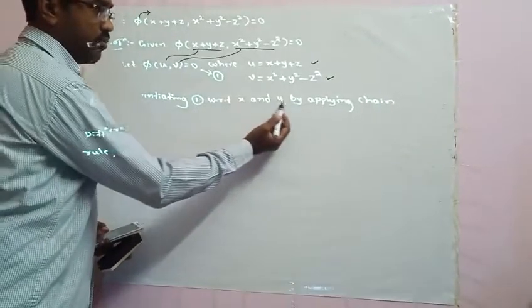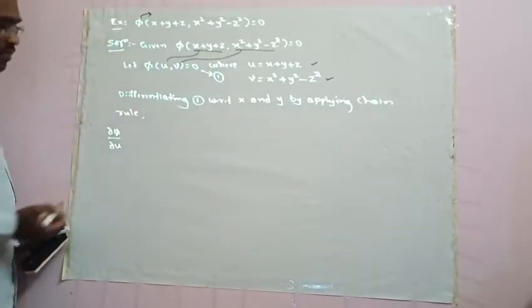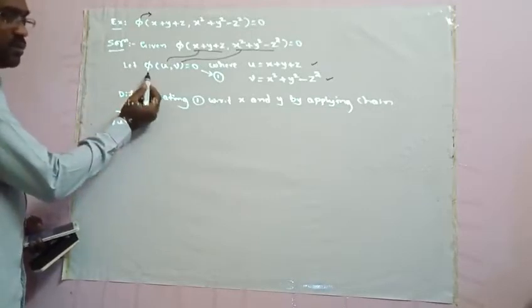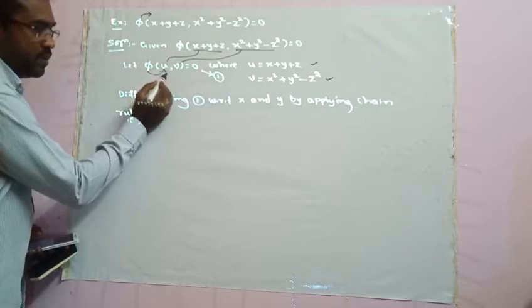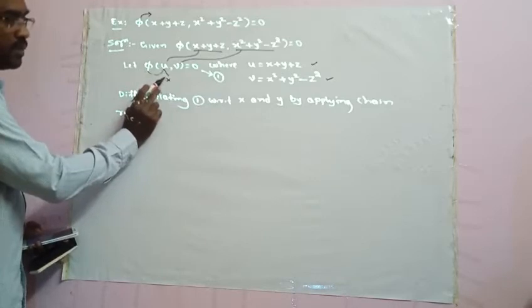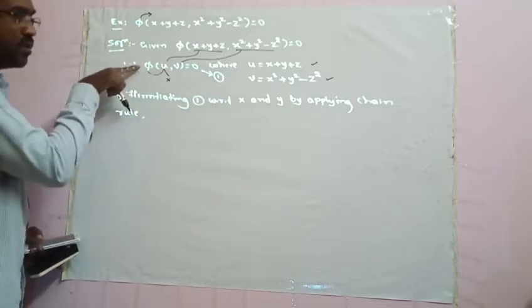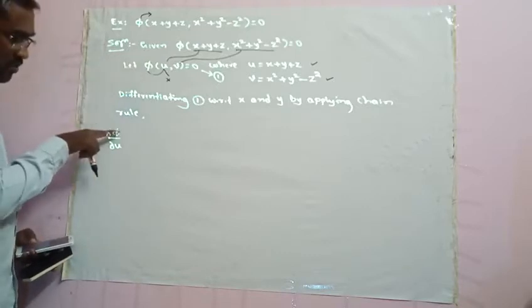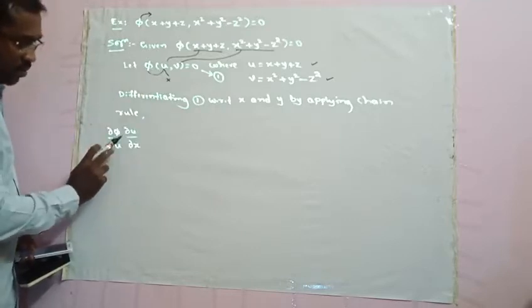Differentiating with respect to x and y by applying the chain rule. If you differentiate this function with respect to x, you need to use the chain rule. Phi depends on u, and u depends on x. So we differentiate phi with respect to u first, dou phi by dou u, then u with respect to x, dou u by dou x.